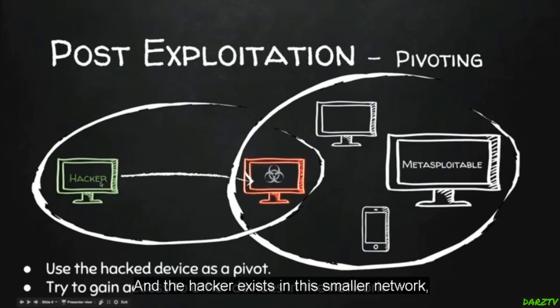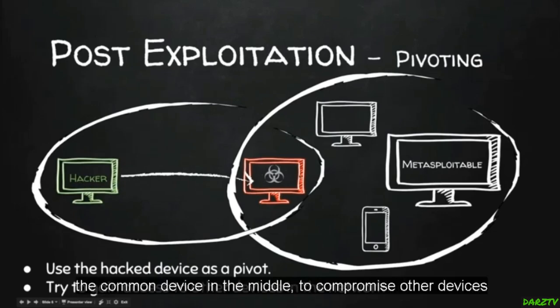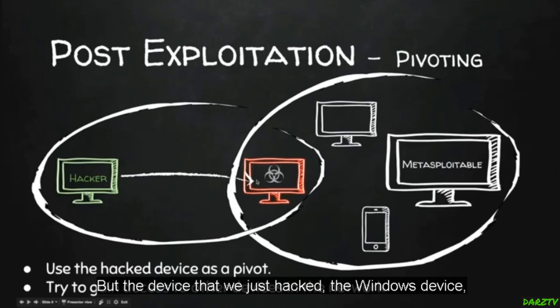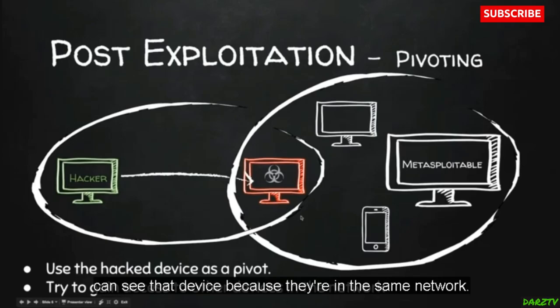And the hacker exists in this smaller network, and there's only 2 devices. There is the hacker and the red device, the Windows 10 device, which we hacked. So the target of pivoting is we use the device that we hacked, the common device in the middle, to compromise other devices that only this device has access to. So our target, the hacker, cannot see the target, which is the Metasploit device. But the device that we just hacked, the Windows device, can see that device because they're in the same network.